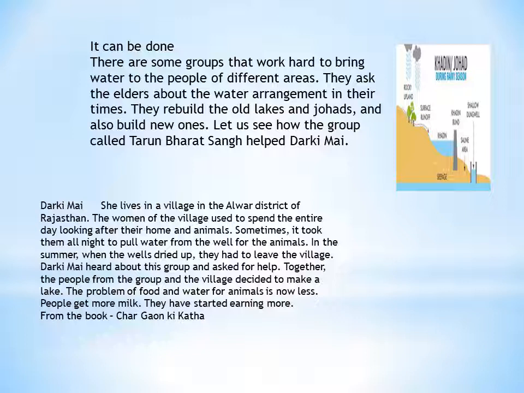She lives in a village in the Alwar district of Rajasthan. The women of the village used to spend the entire day looking after their home and animals. Sometimes it took them all night to pull the water from the well for the animals. In the summer, when the wells dried up, they had to leave the village. Dharki Mai heard about this group and asked for help. Together, the people from the group and the village decided to make a lake. The problem of food and water for animals is now less. People get more milk. They have started earning more from the work. Char Gaon Ki Katha. You also can go through it, children.